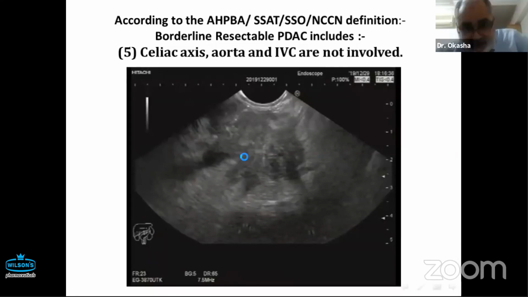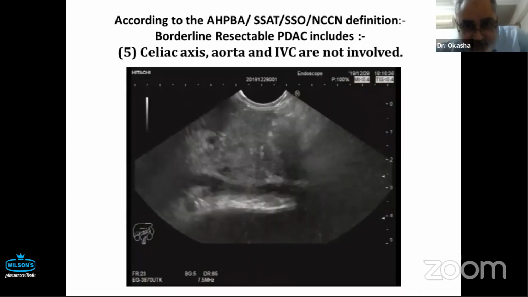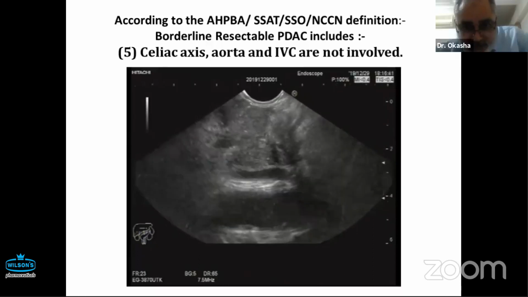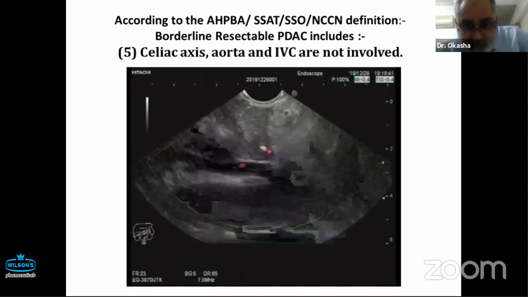Yes, this is the last video. Here, the celiac axis and the aorta and the IVC should not be involved. This is a large pancreatic body mass abutting the superior mesenteric artery. So for now, it is borderline resectable. But as I told you before, if it is involving the celiac axis, it is an unresectable mass.